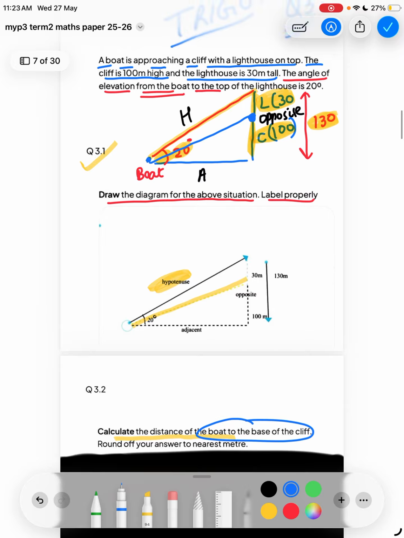Okay, simple. 3.1. Then it says 3.2, calculate the distance of the boat to the base of the cliff. To the base of the cliff means here. That means this is the base of the cliff, right? And this is the boat. So they are saying calculate the distance. It's very easy, super simple.